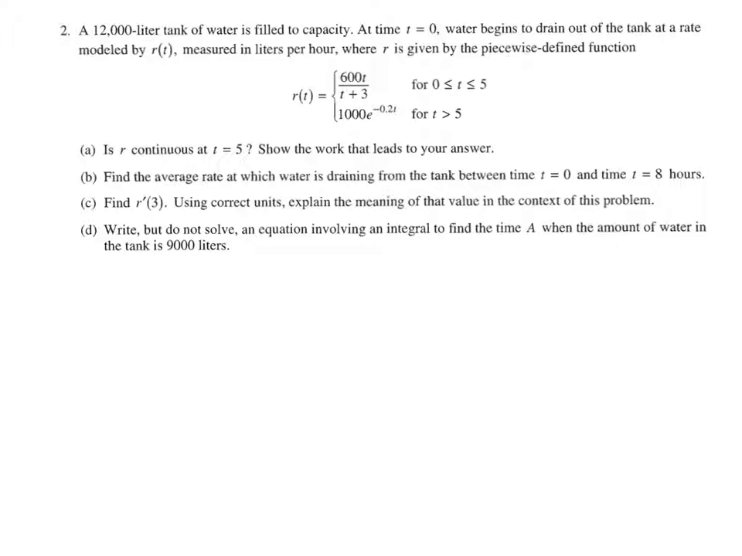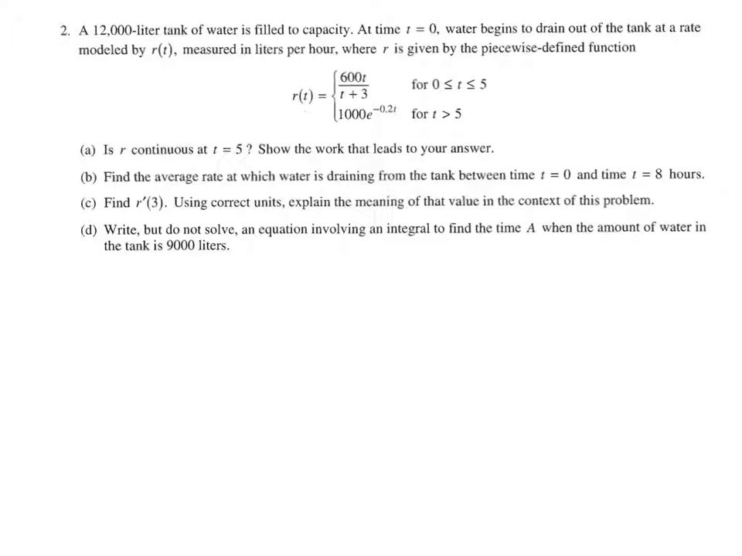Well, again, this one is going to be the integral. You're really taking the integral of R of t from 0 to 8, but you have to look at it in two pieces. So you're going to use two definite integrals, one that goes from 0 to 5, integrating that piece, and the other that goes from 5 to 8, integrating this piece, and using the calculator to evaluate those.